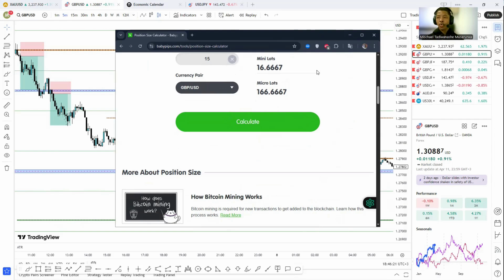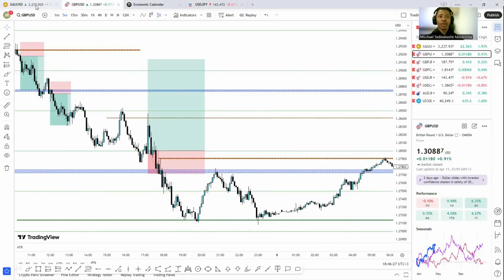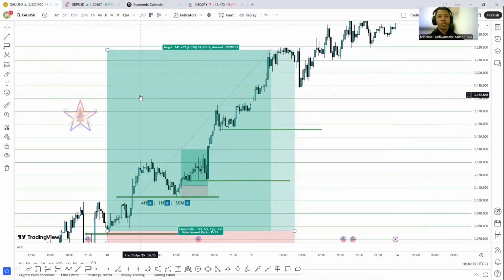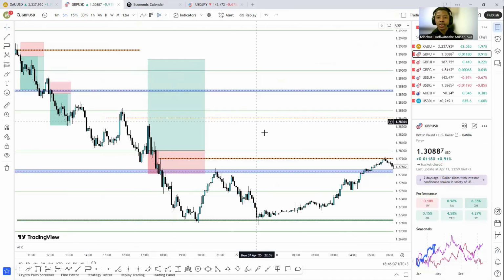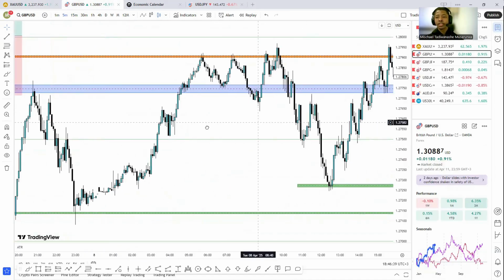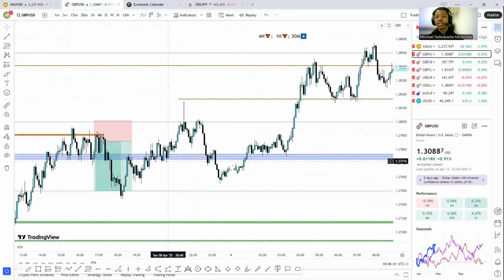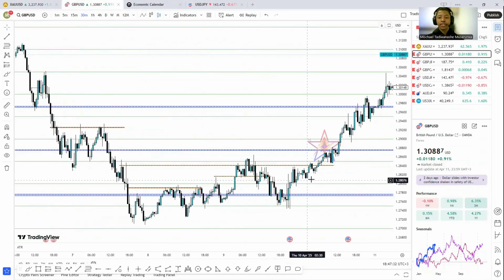Following currency correlation. Some currencies have correlation. Let me show you this. It's not always, but I have seen that when gold starts to go up, GBP USD responds slowly, but it responds to what gold does. When gold started to go up, GBP USD also started to go up. GBP USD shifted its market structure.